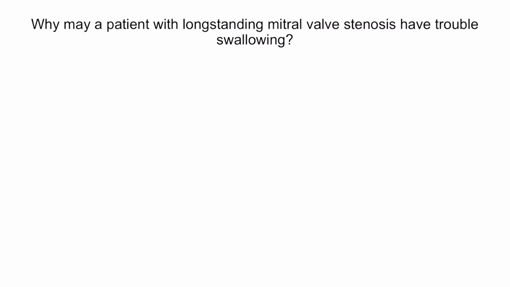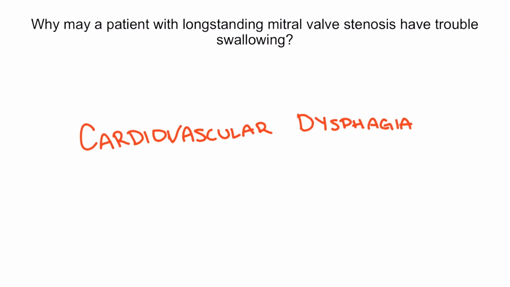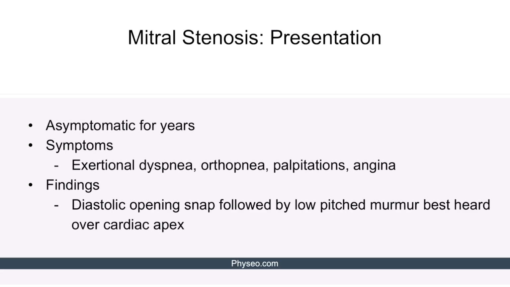Why may a patient with long-standing mitral valve stenosis have trouble swallowing? Chronic long-standing mitral valve stenosis can lead to left atrial dilation so severe that it can cause something known as cardiovascular dysphagia. This occurs when the enlarged left atrium is displaced posteriorly, causing external compression of the esophagus. On rare occasions, this can also cause compression of the left recurrent laryngeal nerve and lead to chronic cough or voice hoarseness.